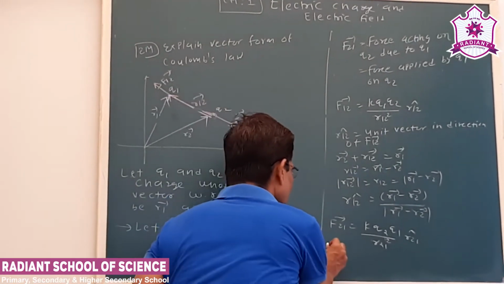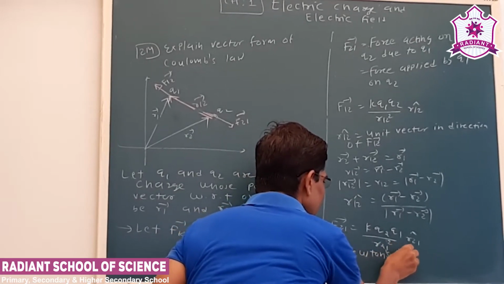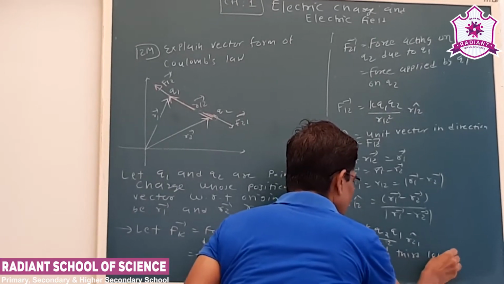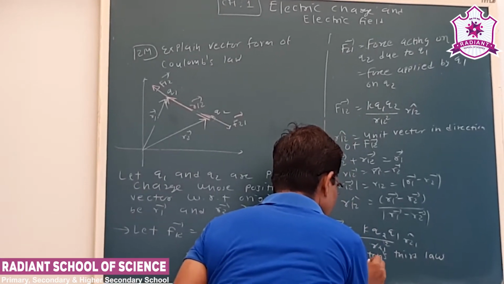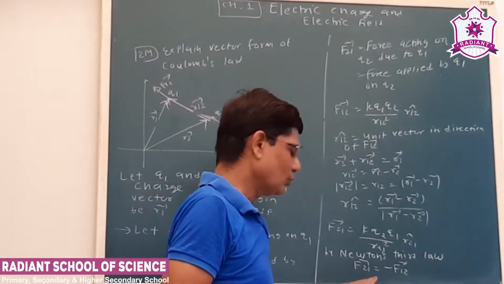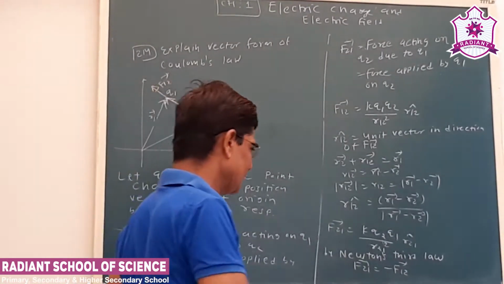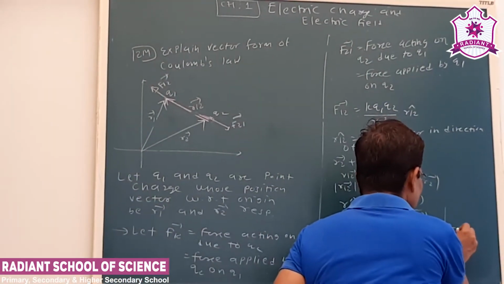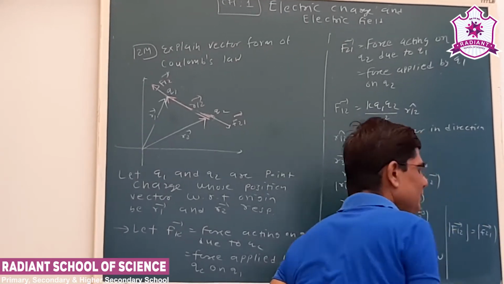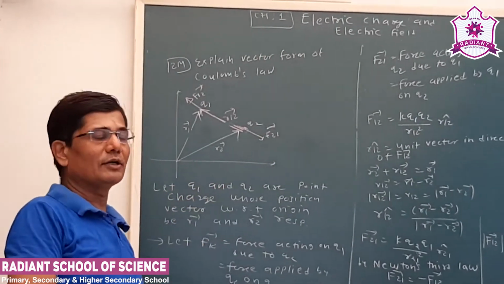Now see, by Newton's third law, force being a vector quantity, we know the directions of the forces are opposite, but the magnitudes will be the same. F12 will be equal and opposite to F21. This is about the vector form of Coulomb's law. Here Q1 and Q2 are the point charges.